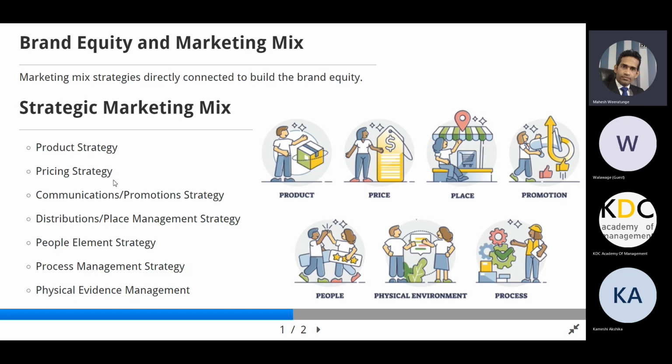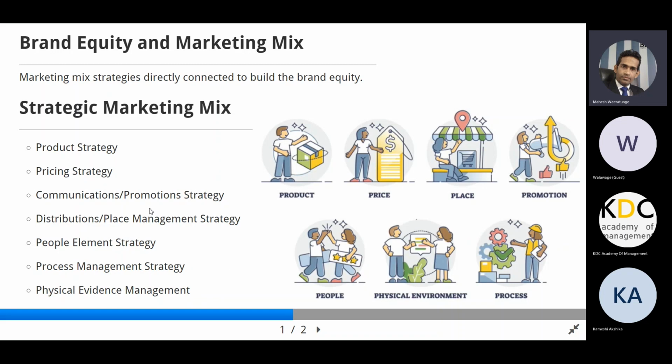So distribution, again, you talk about distribution strategies. If you talk about selective, intensive, exclusive distribution strategy, how are we going to manage the place? How are we going to build the merchandising and display? I mean, where are we making our products available? People element, if we really look at what type of people we are using to promote the brand, manage the brand. So those things you got to talk about, right? So physical evidence management, also the location management, right? Everything need to communicate, everything need to manage effectively when you manage the brand equity.